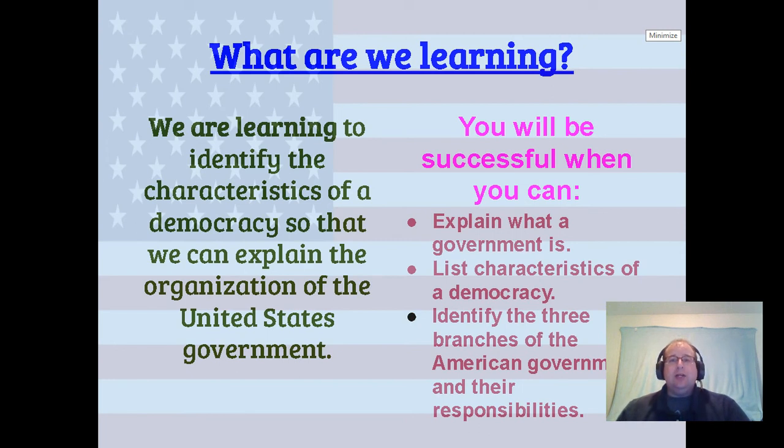I know that was a quick look at our government, but here is what hopefully you are able to do to be successful. You are now able to explain what a government is. Hopefully you can list some characteristics of a democracy, and you can identify the three branches of the American government and their responsibilities. Let's test. What are the three branches of our government that makes our government a democracy? That's right. The executive branch, the legislative branch, and the judicial branch. There's our three.